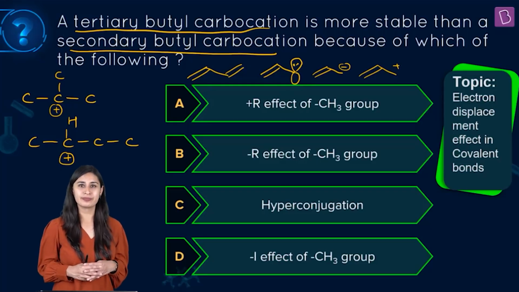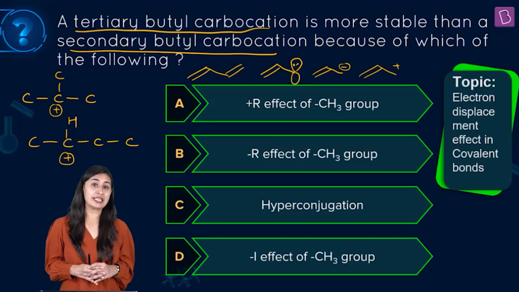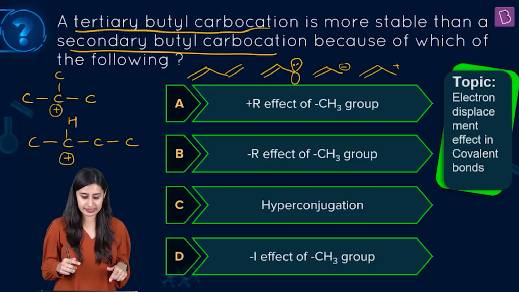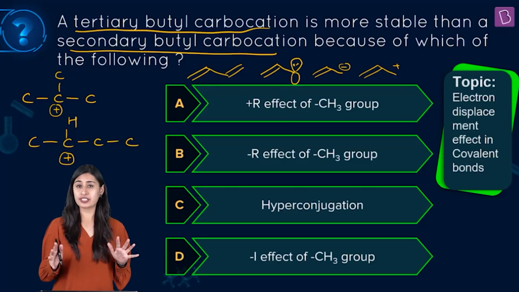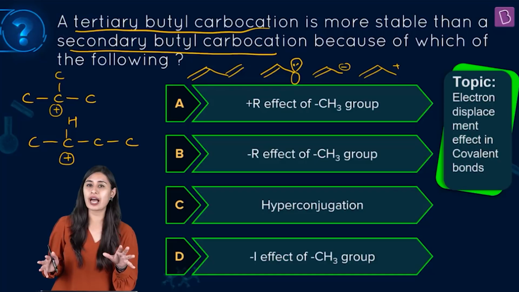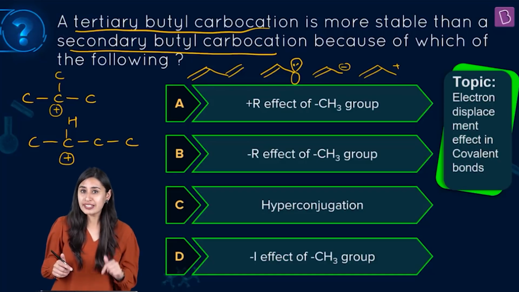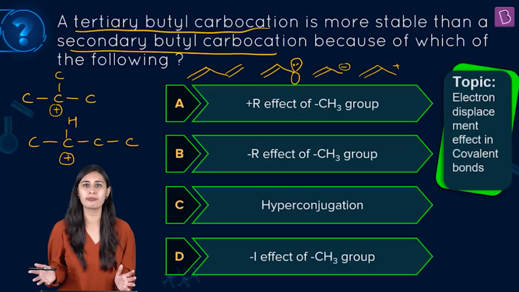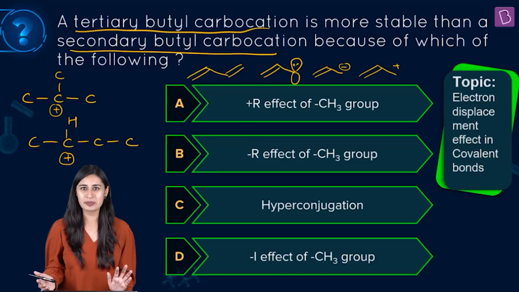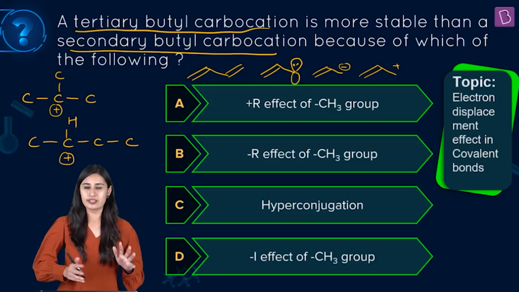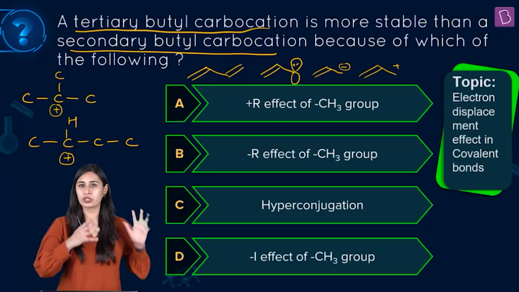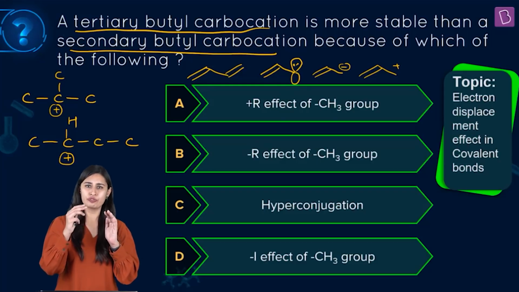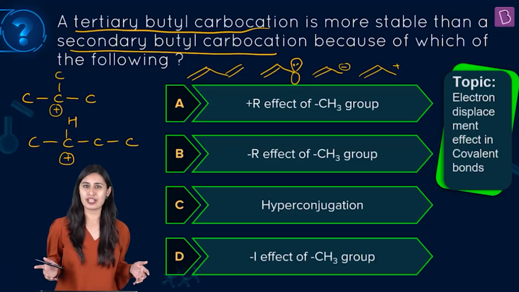Hyperconjugation? That may seem to be the right answer. But yes, option D, inductive effect, is also applicable the moment we see methyl group. But minus I effect? Hey, since when is methyl going to show you a minus I effect? Not possible, right? So let's do one thing. Let's do the postmortem of the question layer by layer. Before I do, let me give you a magic wand.